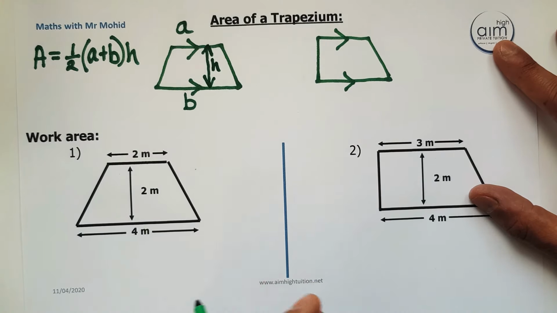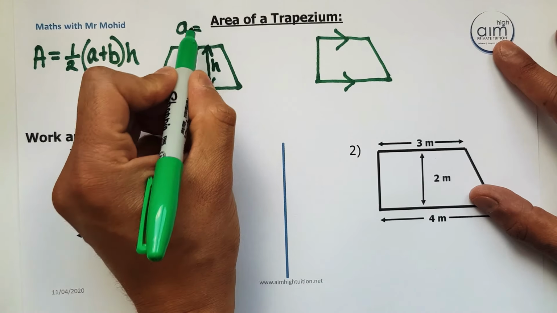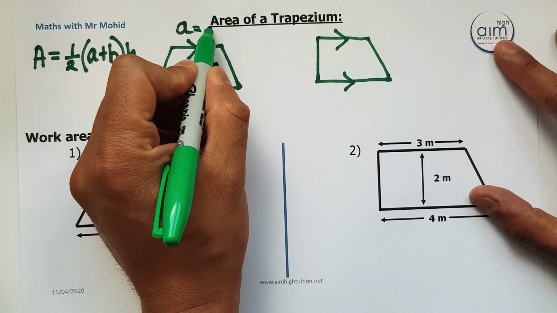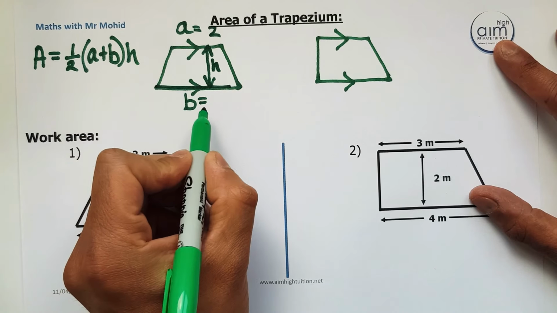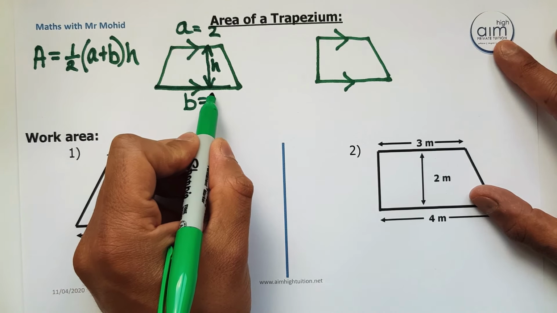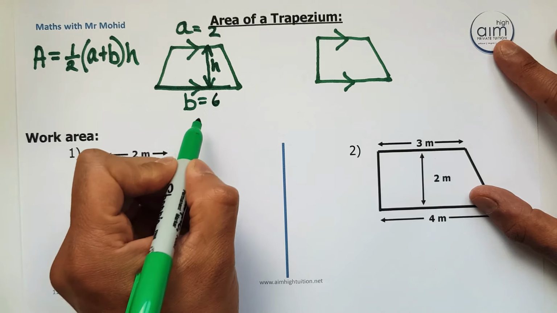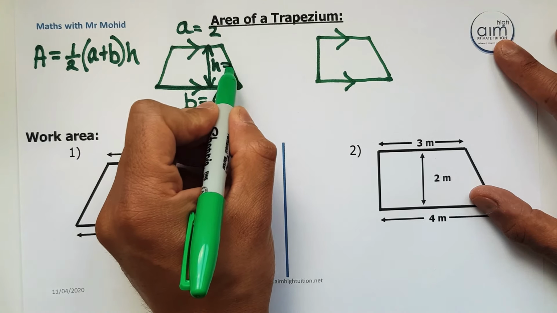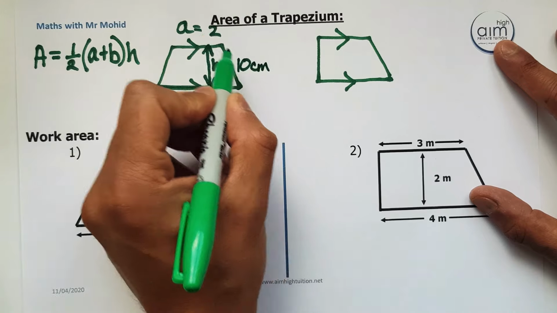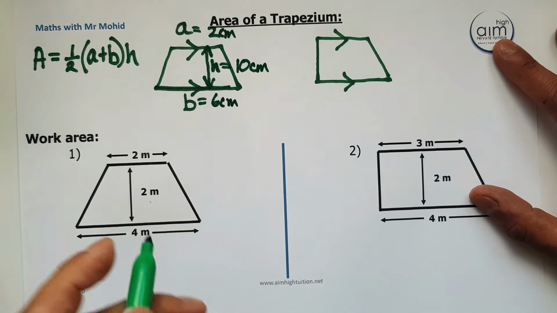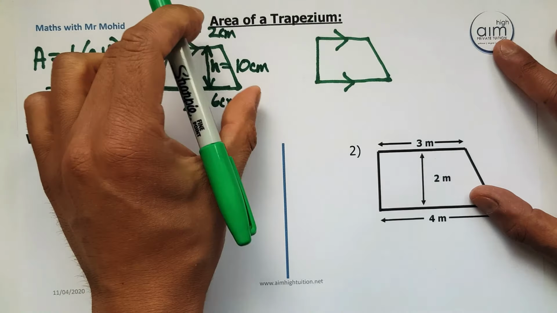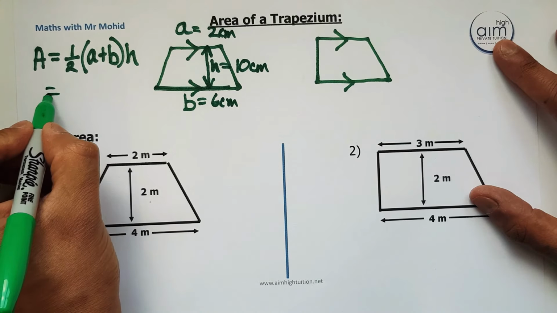All we do after that is put the numbers in. So in the question, for example, it might say the top length is, say, 2, the bottom length is, let's call that 6, and the height, let's call the height 10, and they're all in centimeters. So in order to work out the area of this, all we're going to do is slap all those numbers into this formula, and that will bring our answer up.